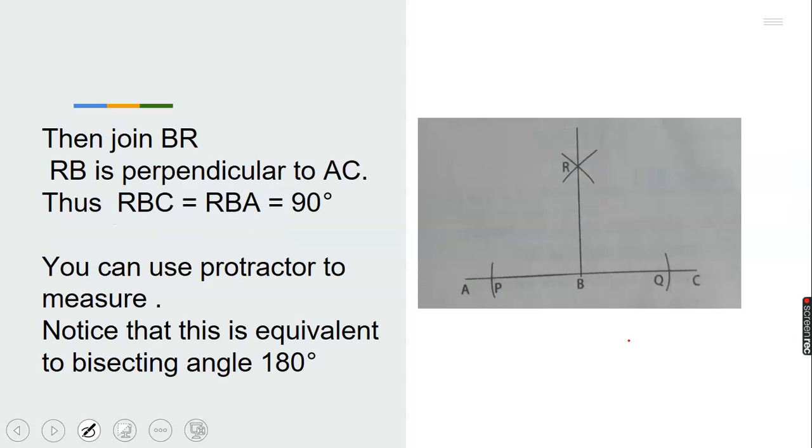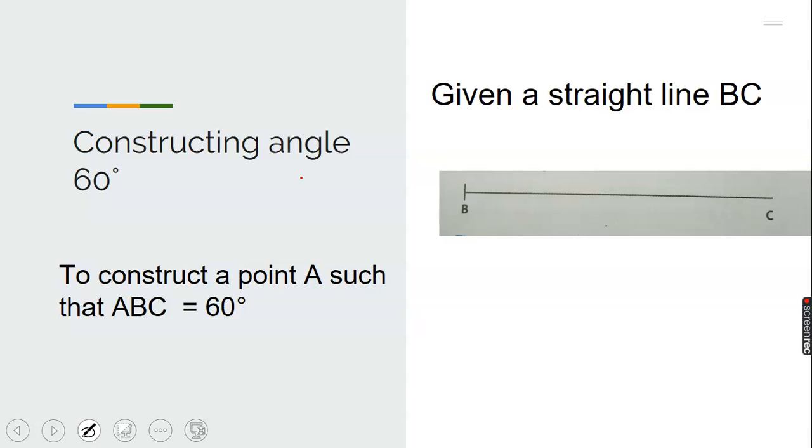Now, look at, then join BR. Look at BR, a straight line perpendicular to AC. This is AC. You can see RB meets AC at an angle of 90 degrees. Thus, RBC equals RBA equals 90 degrees. Just like the one we did before, when you use your protractor to measure, notice that this is equivalent to bisecting an angle of 180 degrees, like I've explained before.